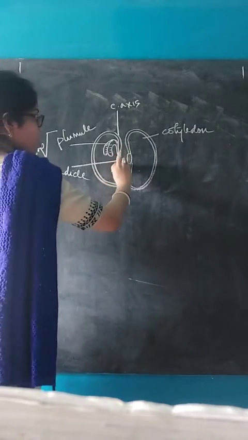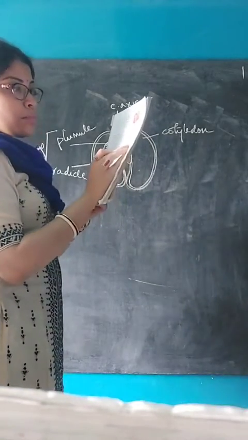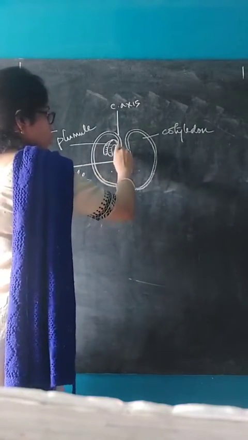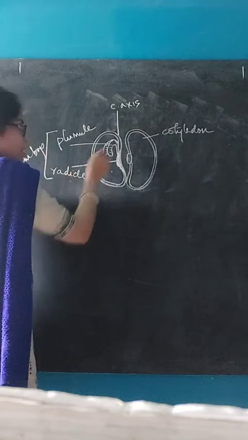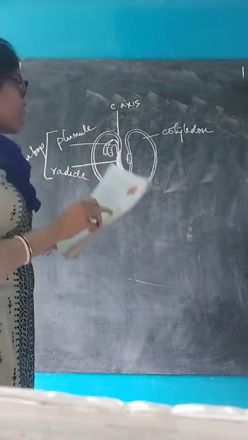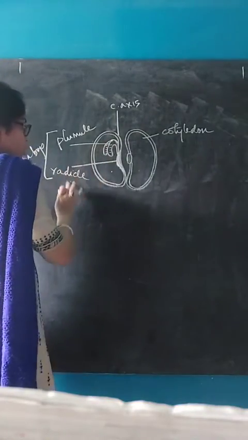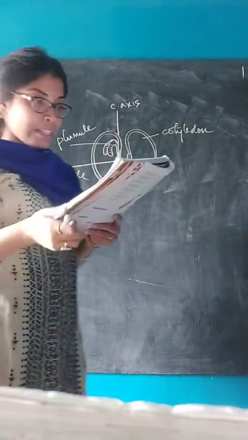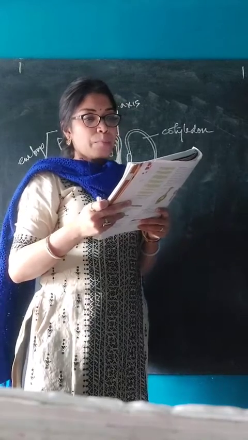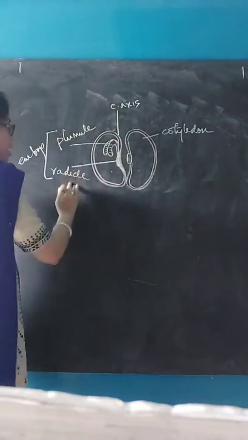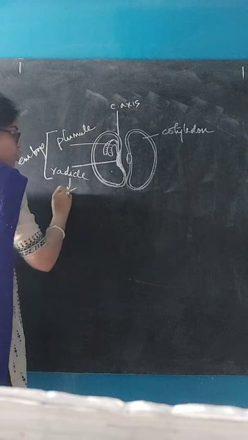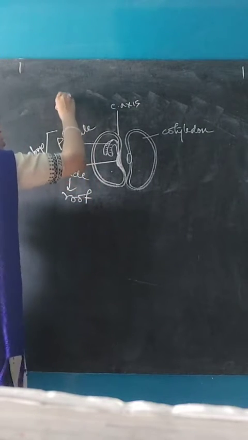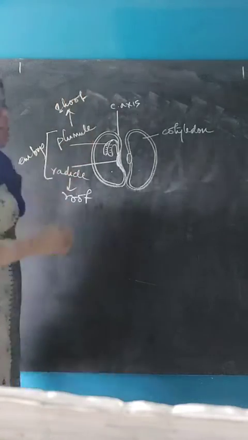This lower part, in your book it is a bit yellowish. That part I have drawn here. The lower part is the radicle and the upper part, which in your book is the green colored part, is the plumule. So the radicle and the plumule are the two parts of the embryonal axis. Now, what is the function of the radicle and plumule? The radicle will grow into the root of a plant, and the plumule will grow into the shoot of a plant.